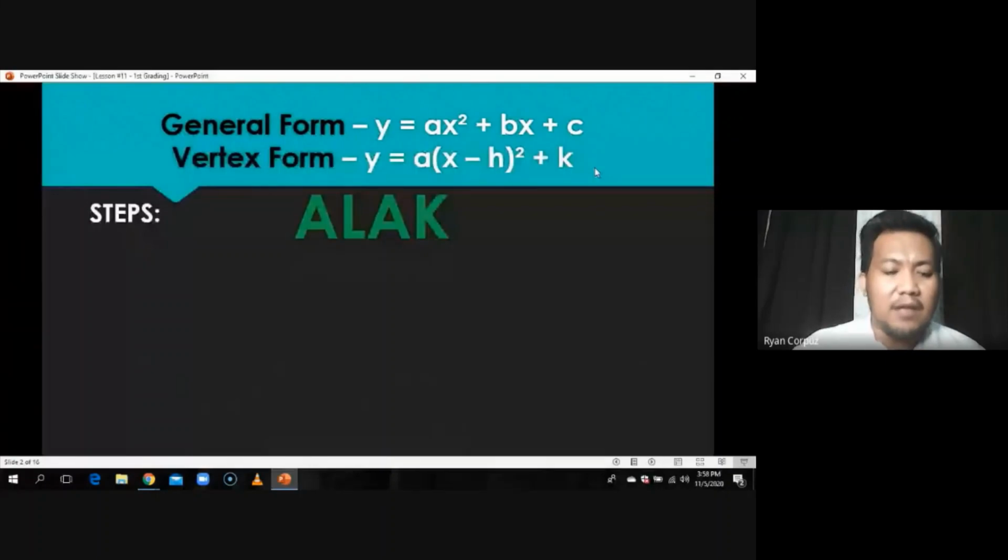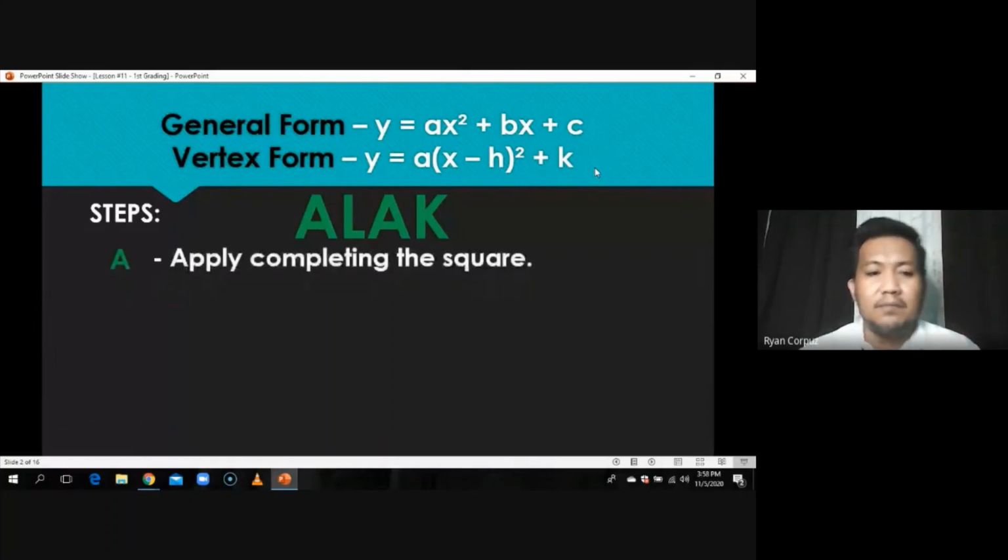So paano nga ba tayo nagtatransform ng quadratic function, ng general form ng quadratic function to the vertex form? So una, A stands for apply completing the square. So unang pwede natin gawin is that we can apply completing the square.